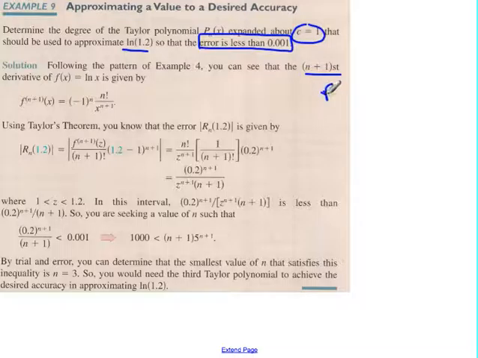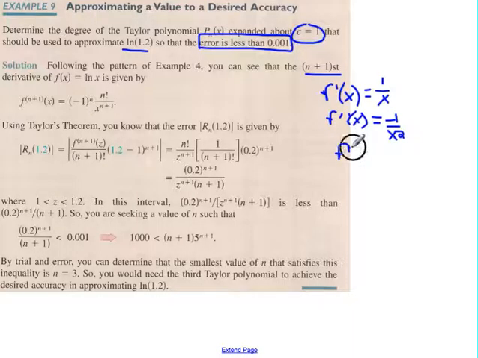The first derivative, let's just see what that is. The first derivative of natural log is 1 over x, right? So the second derivative is -1 over x squared, right? The third derivative would be +1 over x cubed, right?